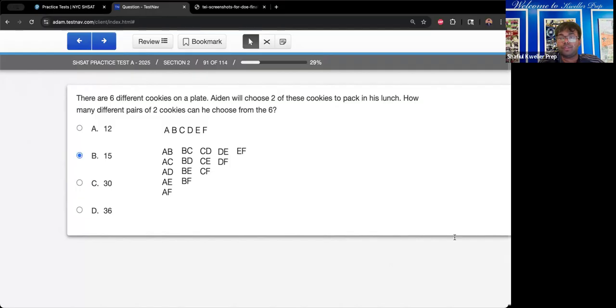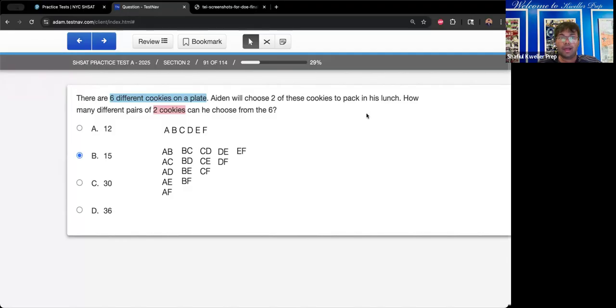If you want to solve it using the combination formula, it's six choose two, because here you have six different cookies on a plate, and how many different pairs of two cookies can you make? So you're choosing two cookies from the six. Okay, so the answer is 15.